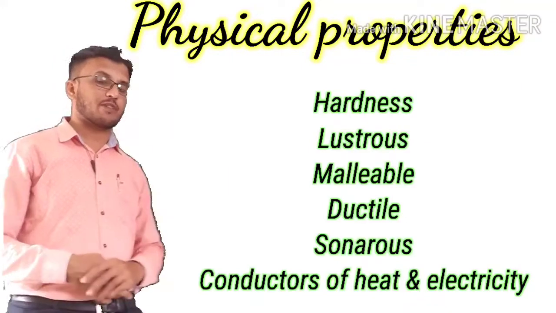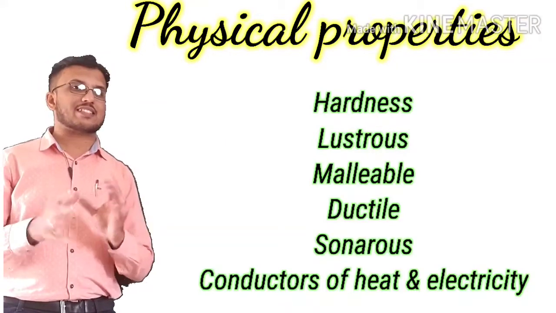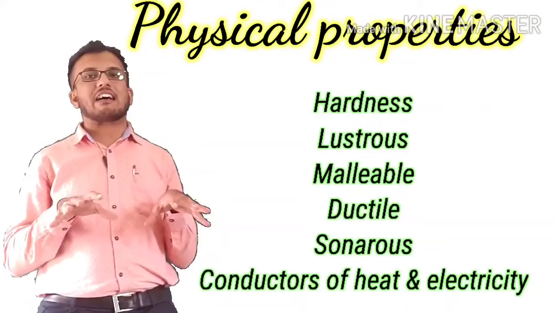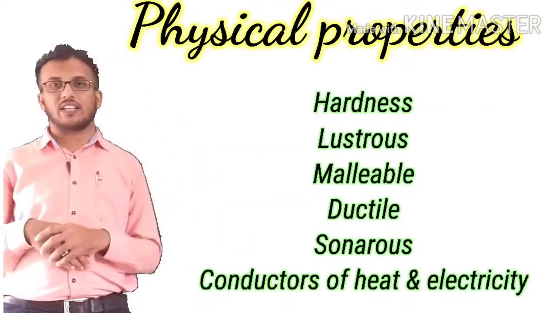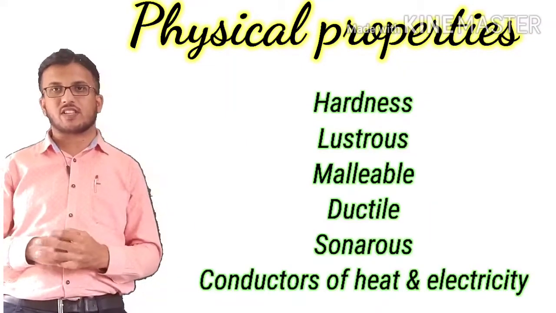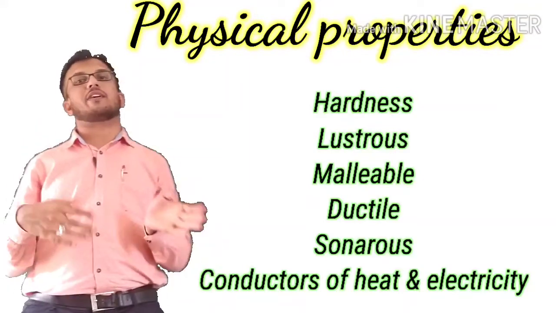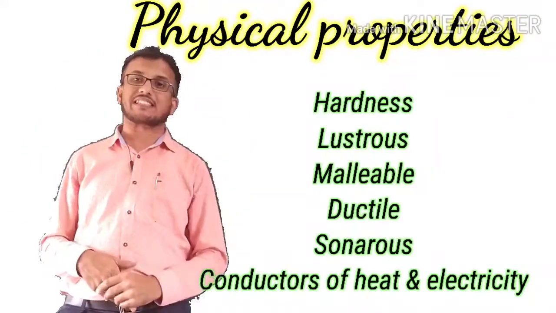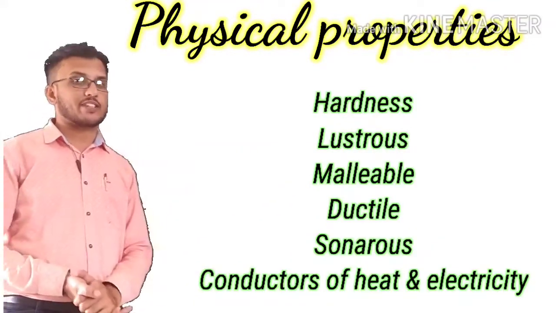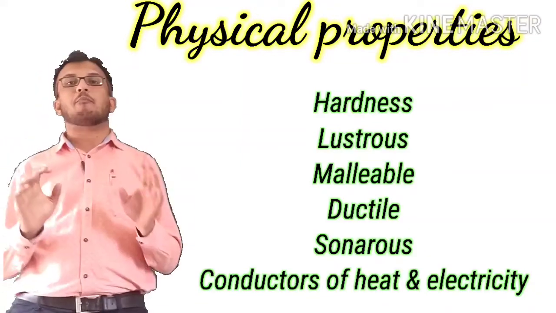The second property we are going to learn about metals and non-metals is lustrous. Lustrous means a shiny surface. They look shiny, with the ability to form reflections by showing a shining movement on their surfaces. When we compare to non-metals, this is what we call lustrous. The third physical property of metals and non-metals is malleability.